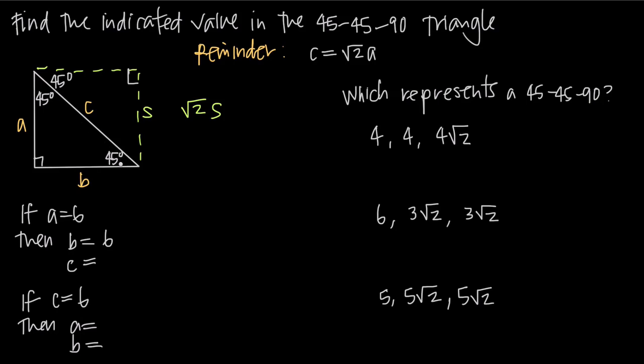So that's another special thing about a 45, 45, 90 triangle. It is an isosceles triangle, and we can use the isosceles triangle theorem and the converse of the isosceles triangle theorem on this triangle. So we know that if A is equal to 6, then B is equal to 6. Well, what about side length C?